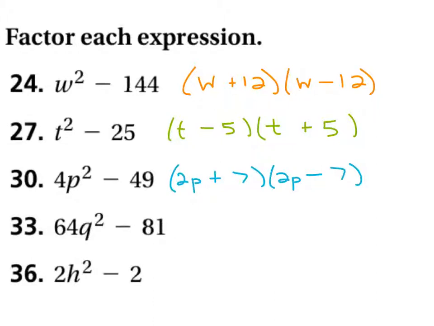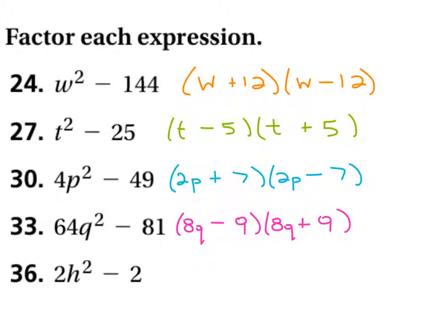Wow, this is going fast. And what do we get next? We get 64q squared minus 81. Those are both perfect squares. So we say 64q squared breaks down into, let's see, we've got a plus and a minus. Square root of 64q squared is 8q. Square root of 81 is 9. That's how it breaks down.